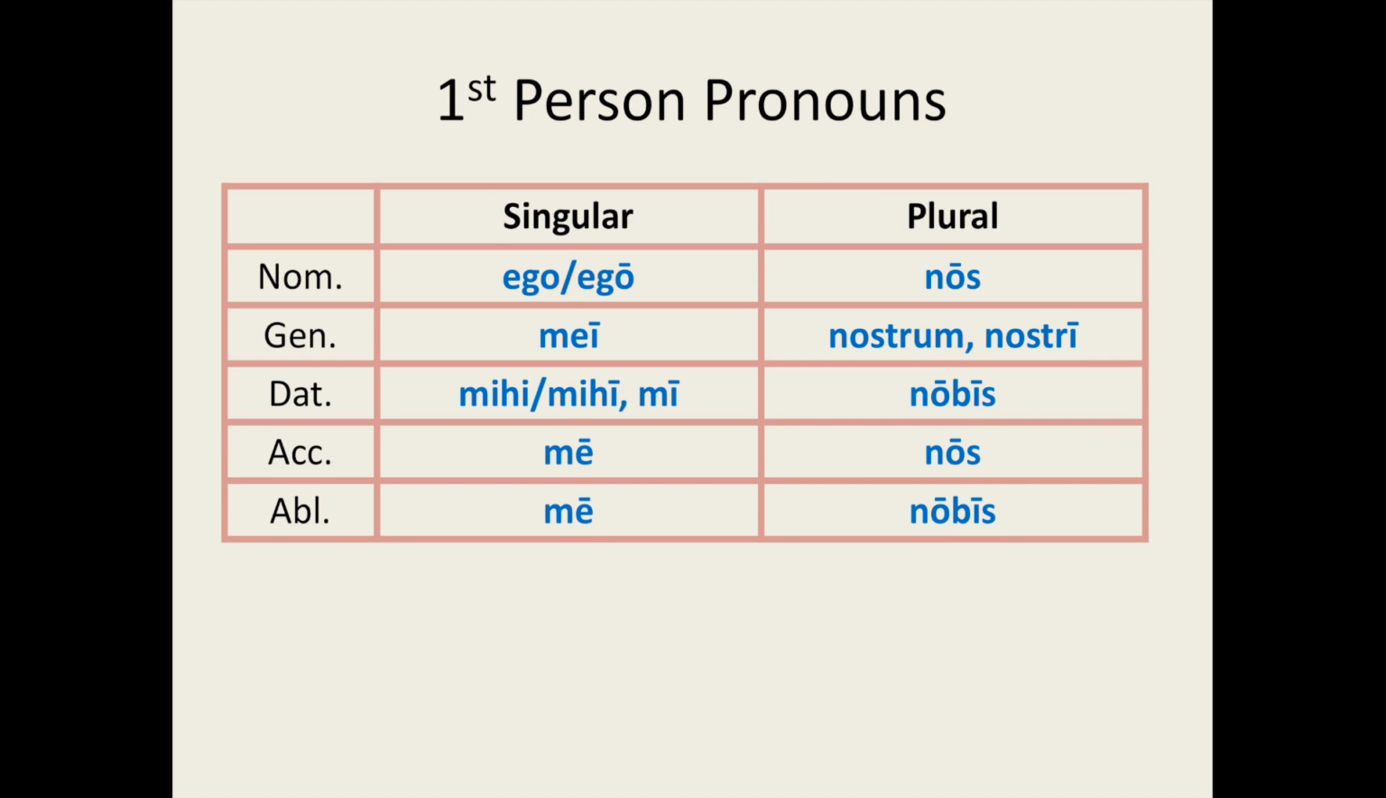Here are the singular and plural first person personal pronouns side by side. You can see that the accusative and ablative singular forms are both me, the nominative and accusative plurals are both nos, and that dative and ablative plurals are both nobis.